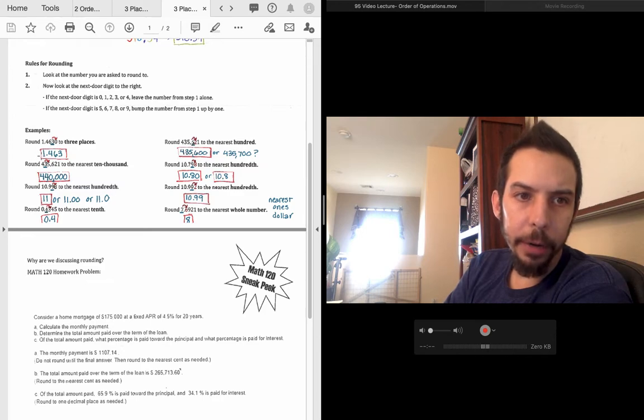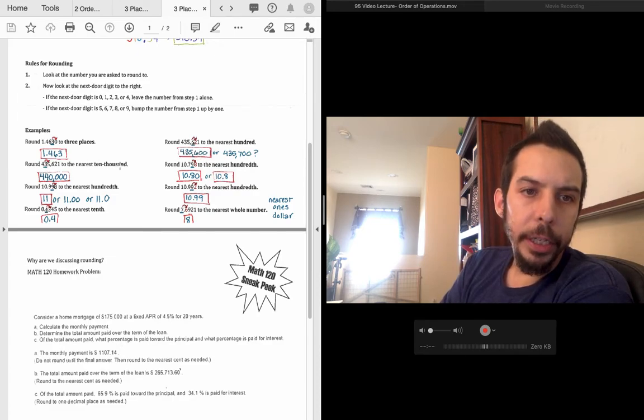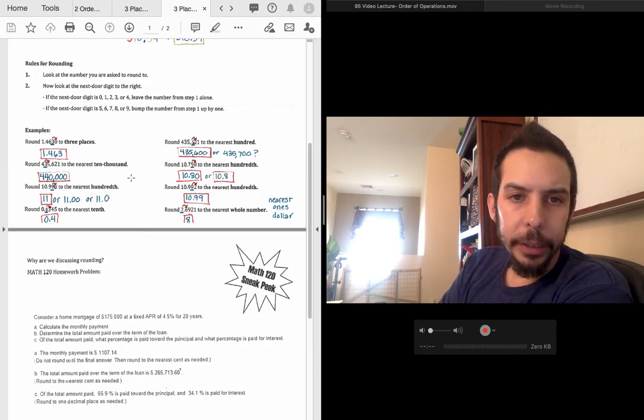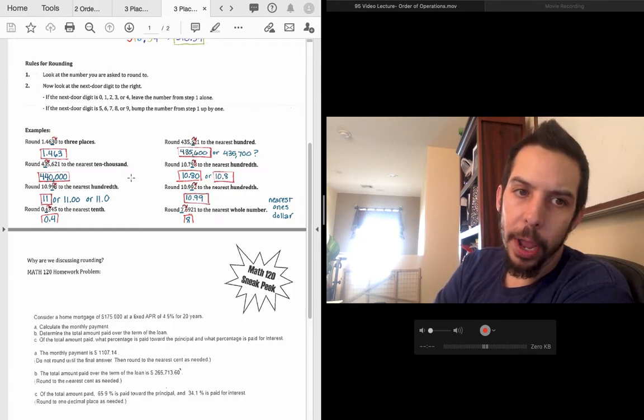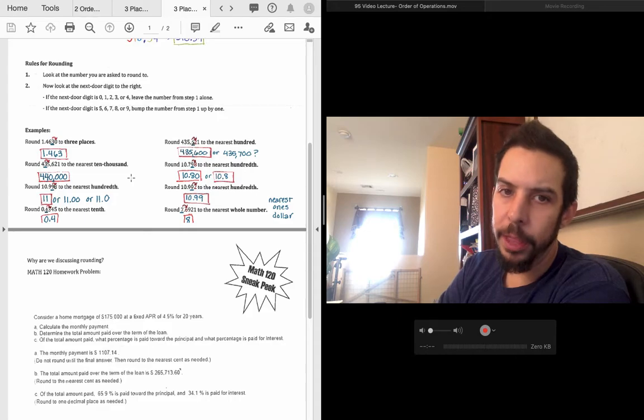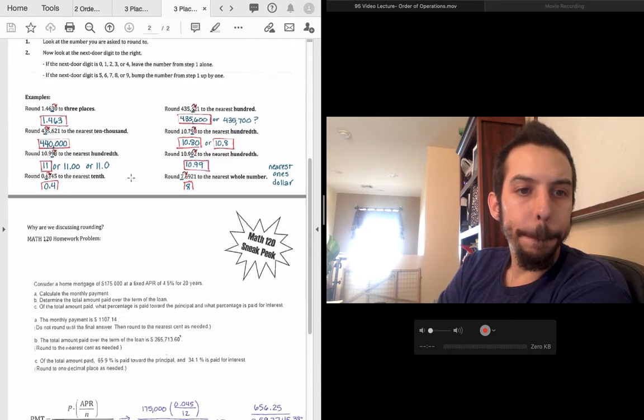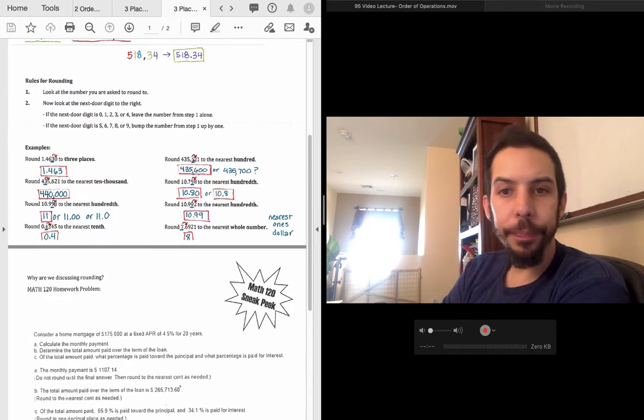There's some examples already here for you. Rounding to 3 places, rounding to the nearest 100, rounding to the nearest 10,000. The most important thing is just to be careful with the values to the right of the decimal and that it starts with tenths. I'll do an example.